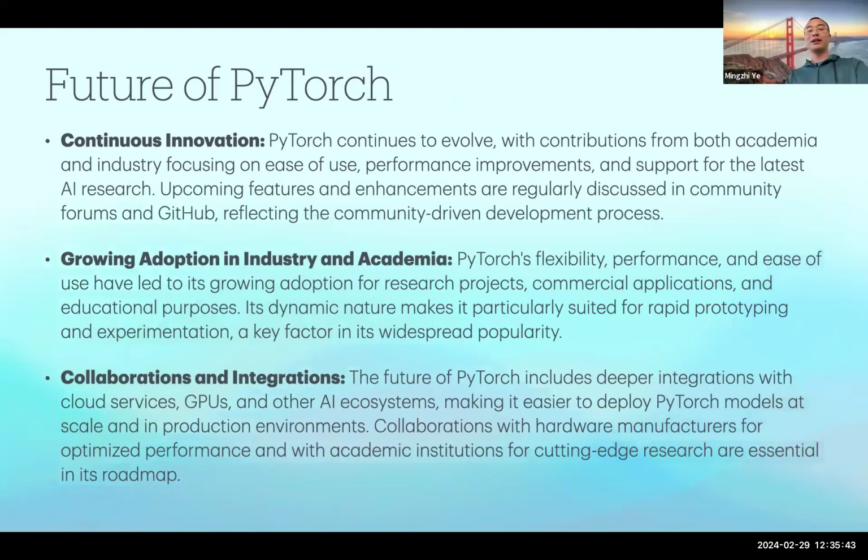When it comes to the future of PyTorch, it has continuous innovation. It continuously evolves and becomes better and better. And it has growing adoption in industry and academia. Its flexibility, performance, and ease of use have led to its growing adoption for research projects, and also in commercial applications and educational purposes. Its dynamic nature makes it particularly suited for rapid prototyping and experimentation. This is a key factor in why it is so widespread, especially in academia.